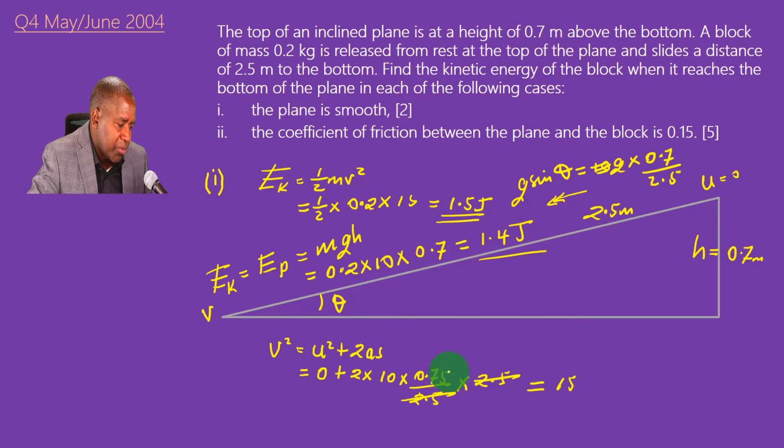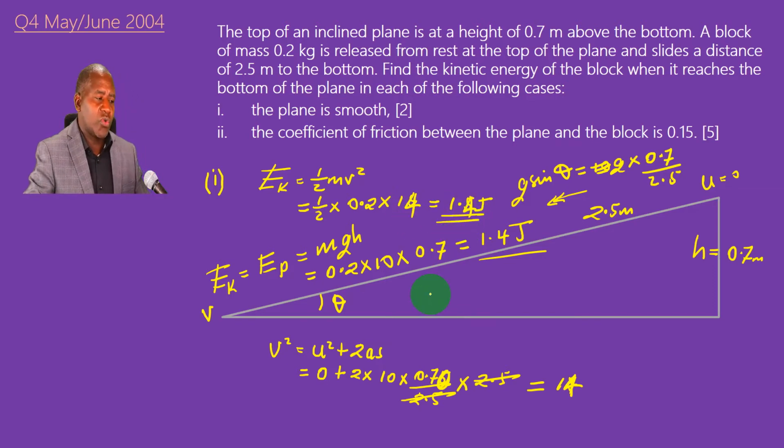It is the 0.75. Here, g sine theta is g times sine theta, which is 0.7, not 0.75, divided by 2.5. So this one should have given me 14, and that is the 14 I should have put here to give me 1.4. So either way, you can see it will give me the correct answer.